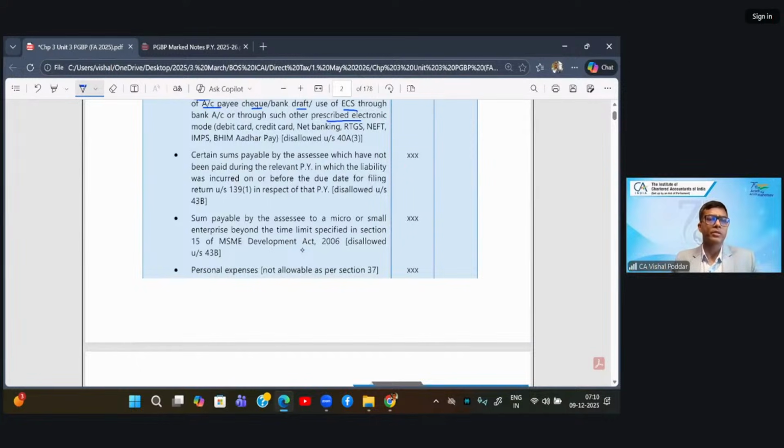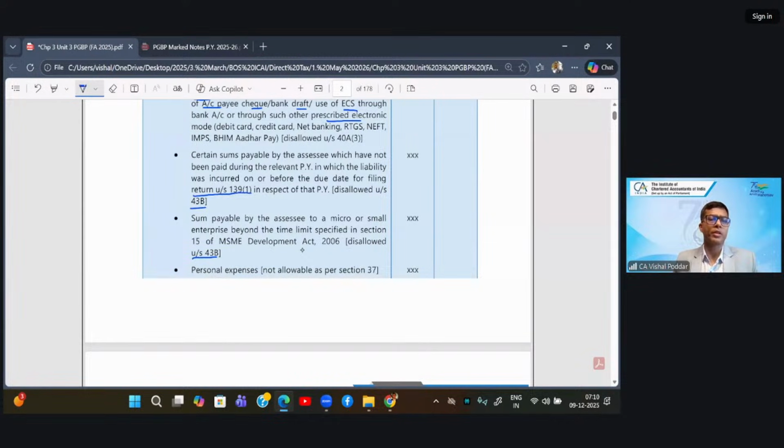Similarly, certain expenses will be allowed to a mercantile assessee only if these are actually paid. Up to when? Up to the due date of filing returns under 139. Now, if these expenses which are listed in 43B are not paid, then they would be disallowed.